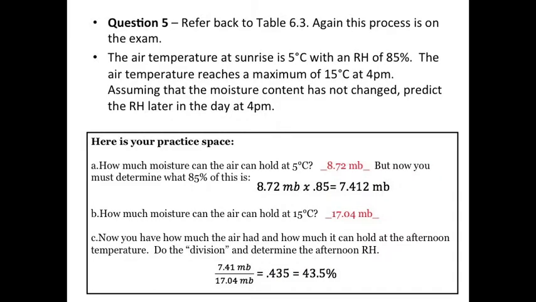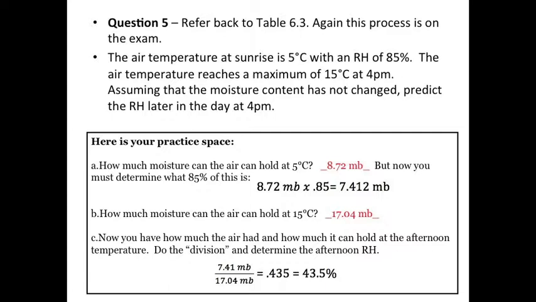Now let's do some work to figure out this problem. How much moisture can the air hold at 5 degrees Celsius? It can hold 8.72 millibars. Now you must determine what 85% of this is. So you take 8.72 millibars and multiply it by 0.85, which represents 85%, and that gives you 7.412 millibars. How much moisture can the air hold at 15 degrees Celsius? That is 17.04 millibars.